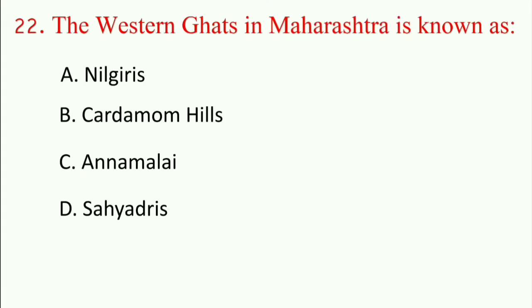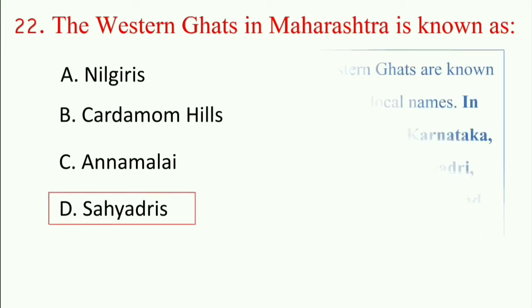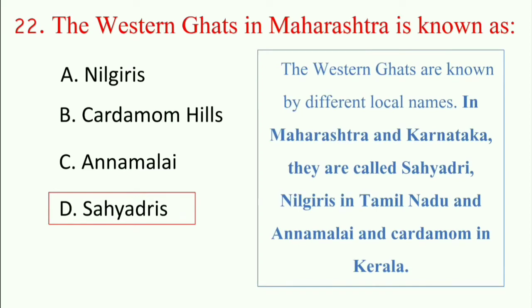Next, the Western Ghats in Maharashtra is known as, answer, Sahyadri. The Western Ghats are known by different local names. In Maharashtra and Karnataka, they are called Sahyadri, Nilgiris in Tamil Nadu, and Annamalai and Cardamom in Kerala.